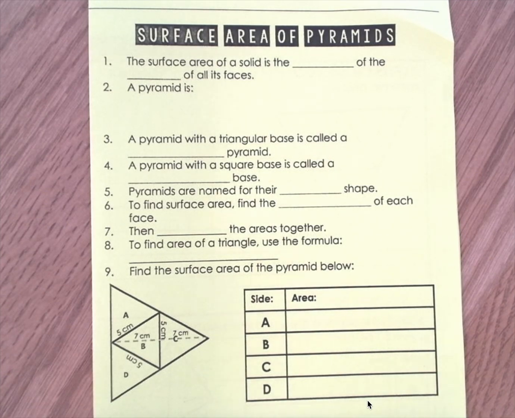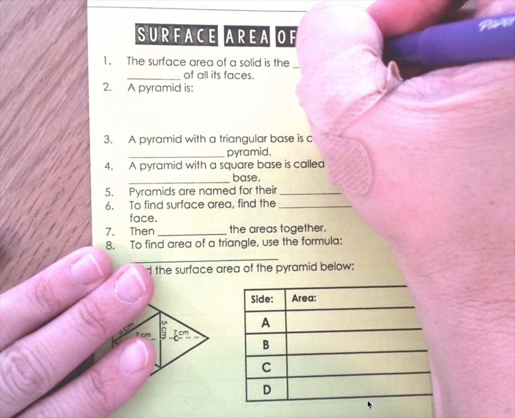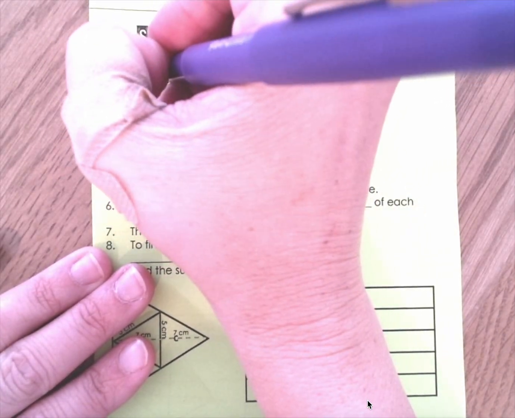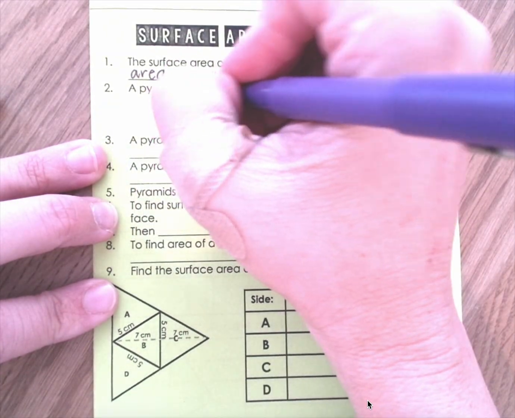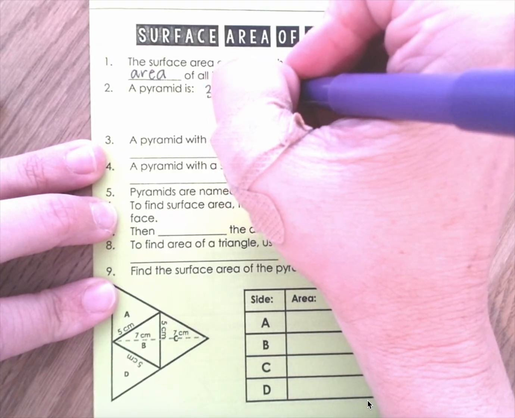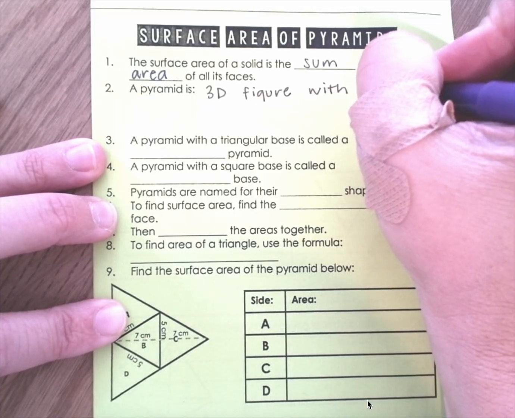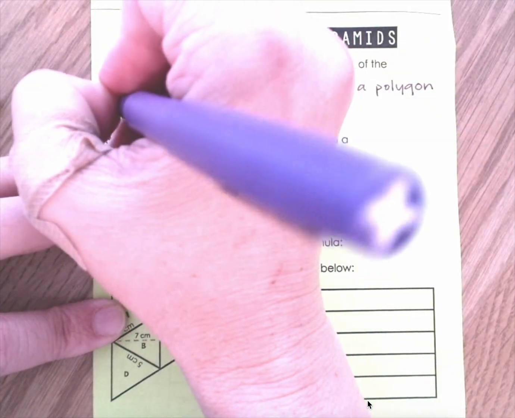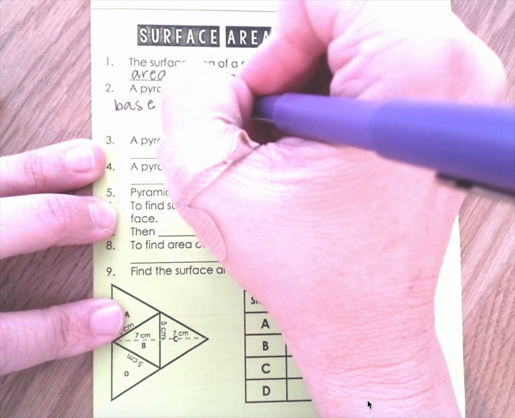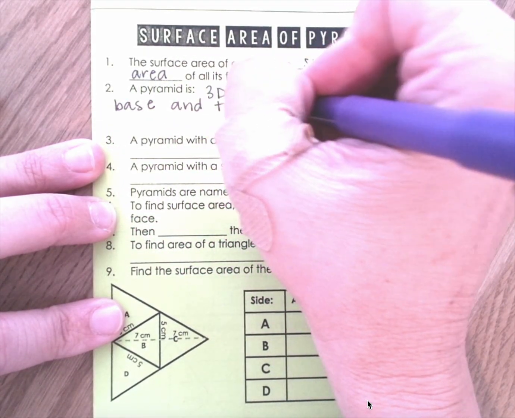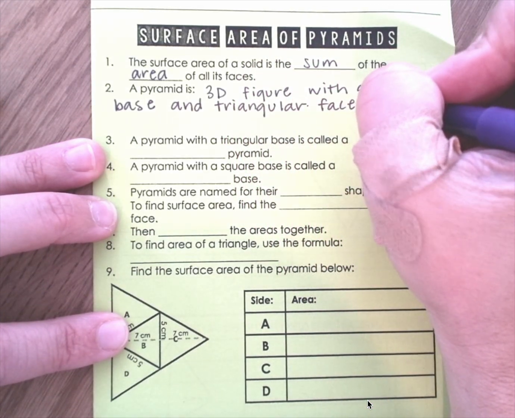and find the surface area of pyramids. So let's start at the top here. It says the surface area of a solid is the sum of the area of all of its faces. So a pyramid is a 3D figure with a polygon base and triangular faces that meet at a point.